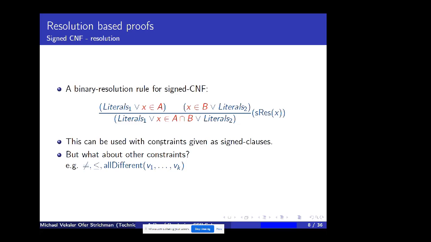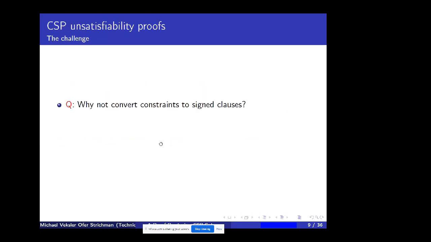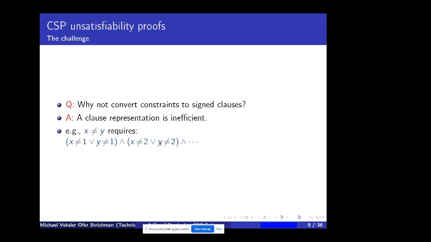Because we all know that constraints can be weird and general. You have all different constraints and less equal and whatever. So the question is, how do we actually bridge this gap? Before we do this, we can ask, why not just convert all the original constraints into signed clauses to begin with? And the answer is that this is a very ineffective way to solve the problem.